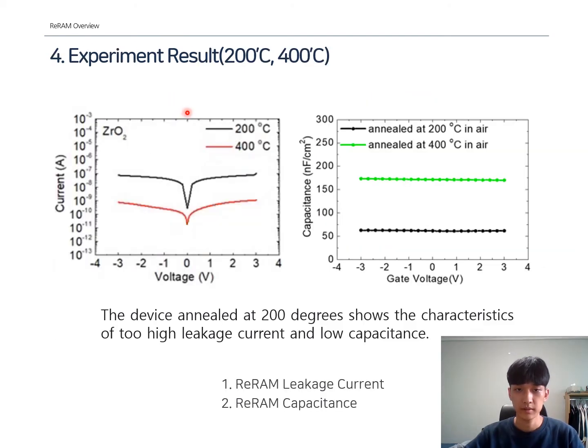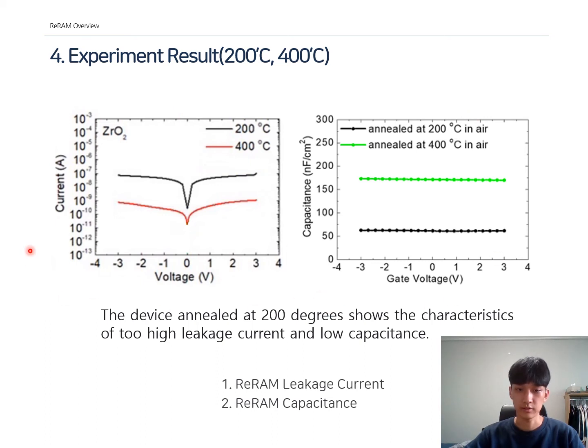Fourth, experiment results. The only energy source of the solution process is the thermal energy of post-annealing, so the optimization of post-annealing temperature is very important. So we compare 200 degrees Celsius and 400 degrees Celsius post-annealing temperatures. So this is the result.